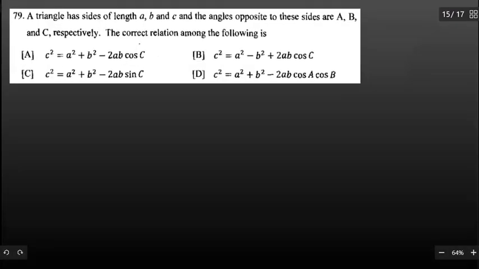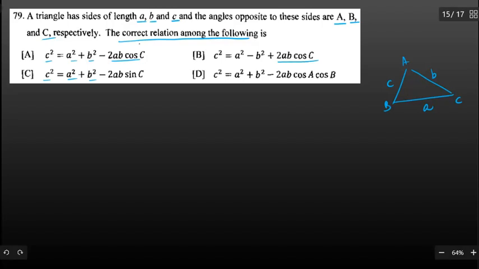And the question is, a triangle has sides of length a, b and c, and the angles opposite to these sides are A, B and C respectively. So this is a triangle where A, B and C are the vertices, and the opposite sides are named a, b and c respectively. So the correct relation among the following is: c square equals a square plus b square minus 2ab cos C, c square equals a square plus b square minus 2ab sin C, again here plus 2ab cos C, and here it is 2ab cos A cos B.